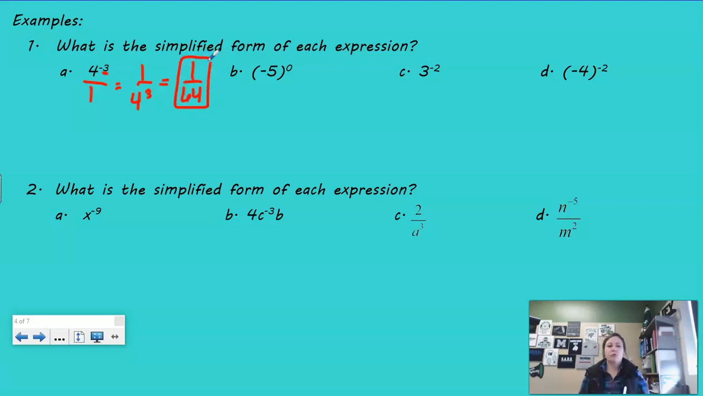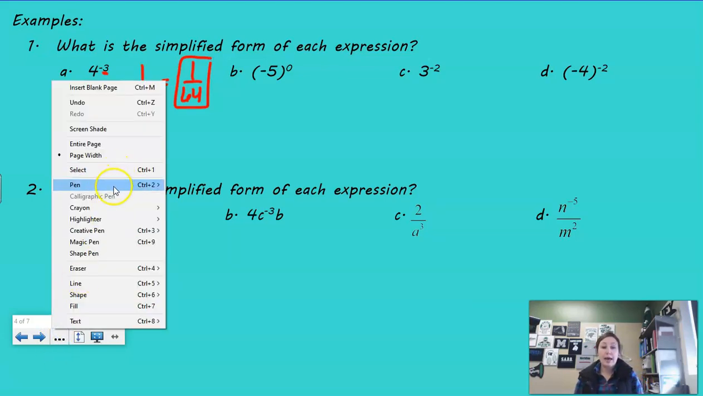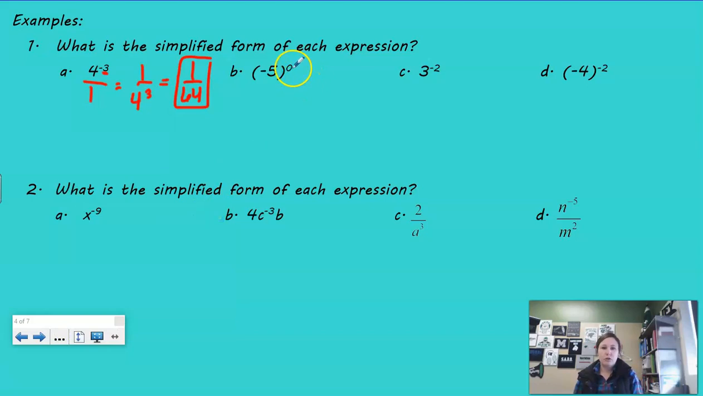Part B reinforces the rule, or your definition, that I gave you in your vocab, that anything raised to the 0 power has a value of 1. And since I'm only raising one thing to the 0 power, my whole answer is 1. There are going to be a couple where only one piece of your problem turns into 1, not the whole thing, but we'll get into that later.